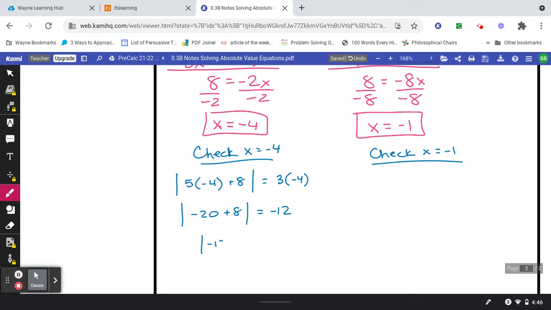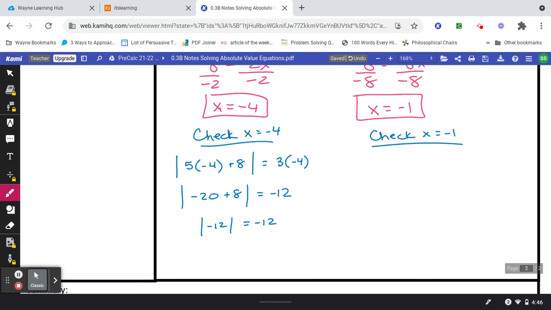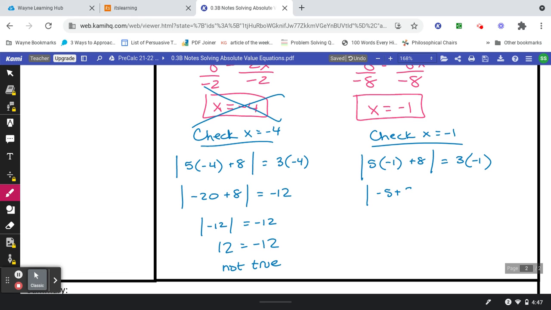Just doing a little bit of simplifying here. Take the absolute value of that. I get 12 equals -12. And again, that is not true. So I'll toss out that answer. The absolute value of +3 is +3, and that's equal to -3. No, it is not. Again, another answer of not true. So I throw out that answer.